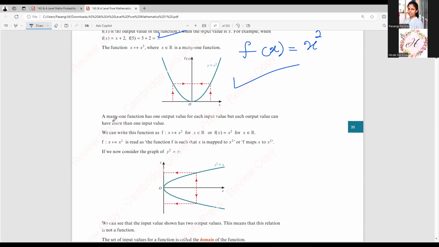Then a many-to-one function has one output value for each input value, but each output value can have more than one input value. Because here we have two input values which have only one output value. That means for this one output value, we can have multiple input values, whereby the vice versa will not work. Vice versa means for this kind of ones.